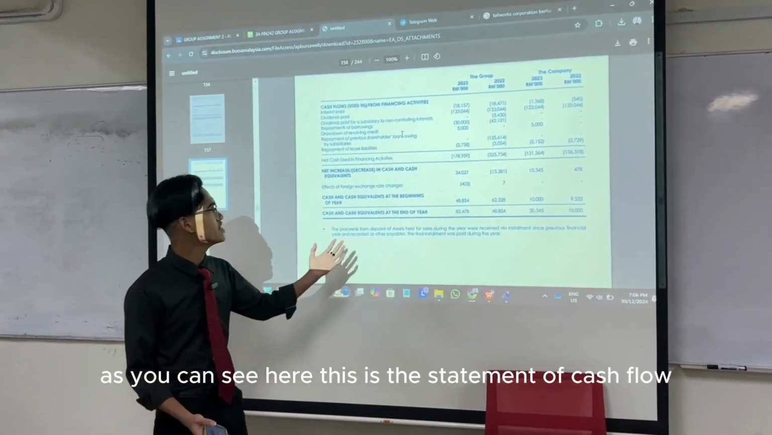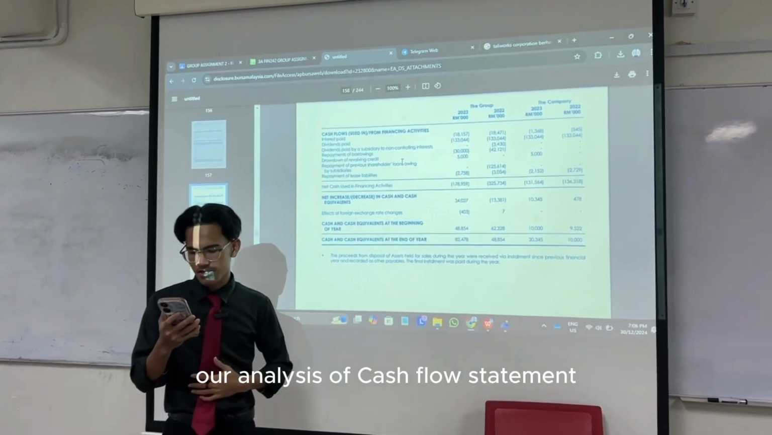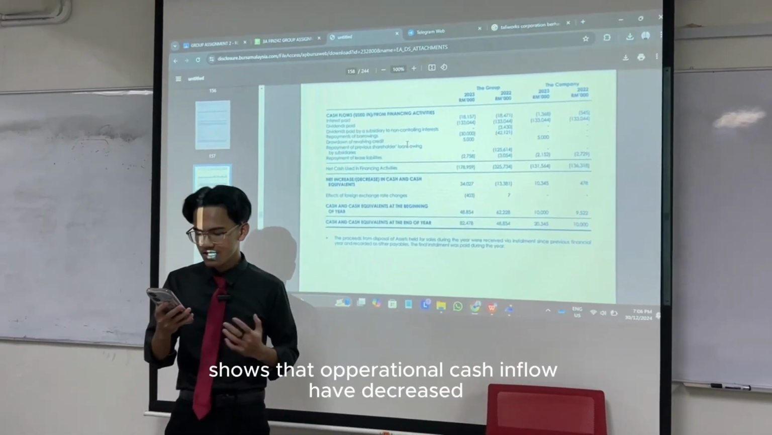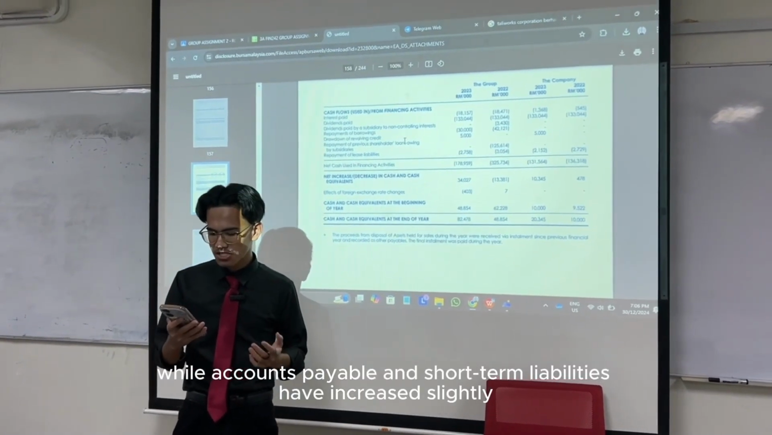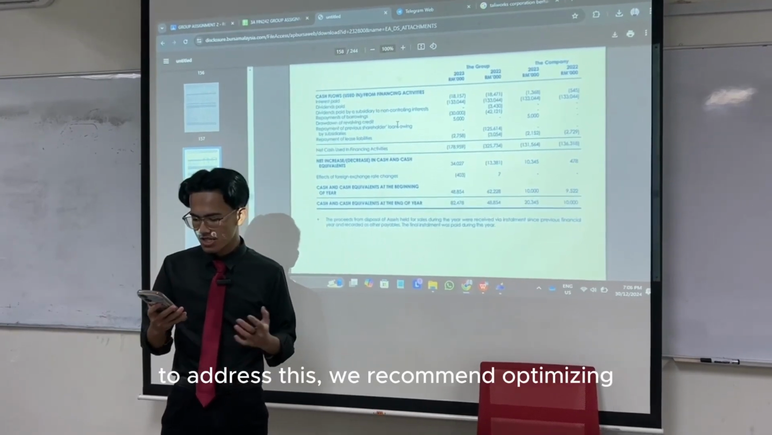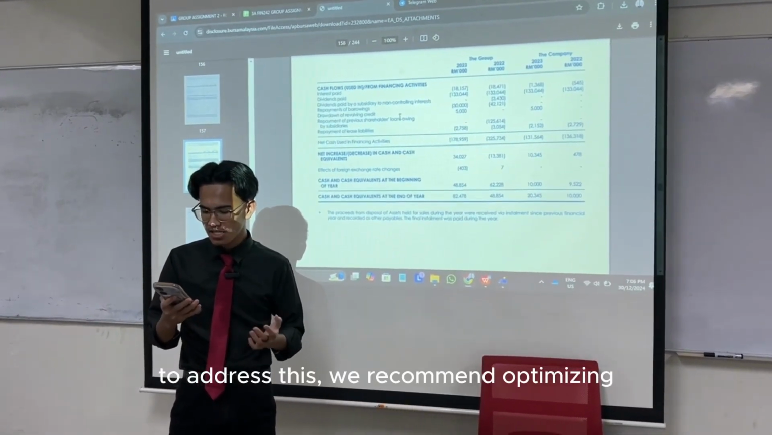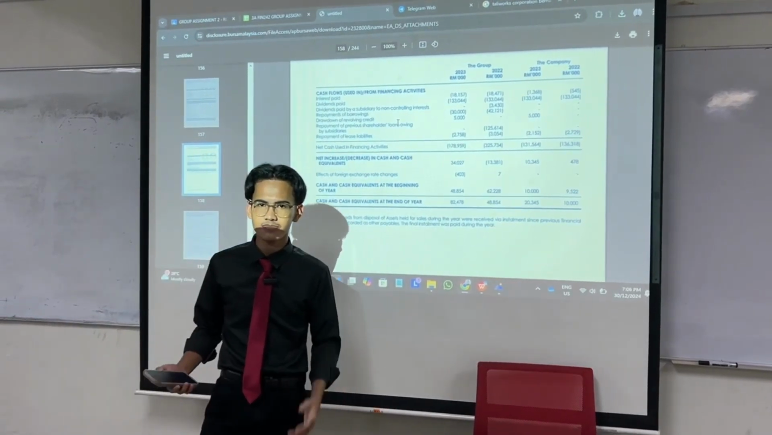Okay, as you can see here, this is the statement of cash flow. Our analysis of the cash flow statement shows that operational cash inflow has decreased, while payables and short-term liabilities have increased slightly. To address this, we recommend optimizing cash collection and delaying non-critical expenditure.